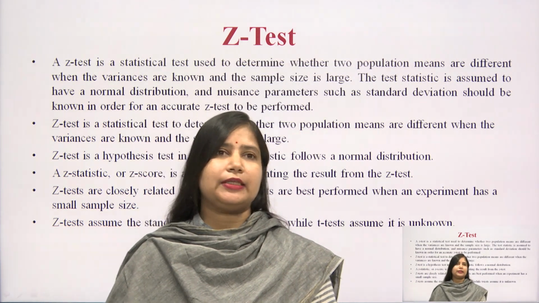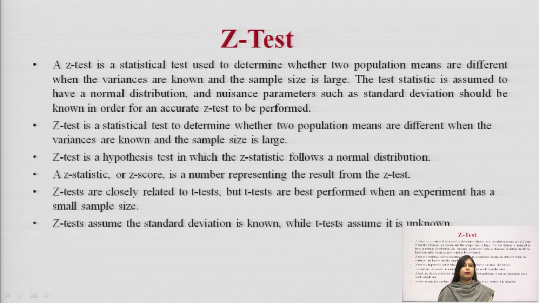Now, what is basically the Z test? Z test is a statistical test used to determine whether two population means are different, where the variance is known and the sample size is large. We have studied the t test in the last session, and the t test is used for comparing the means of two different populations, and the Z test is also used to check whether two population means are different or not.